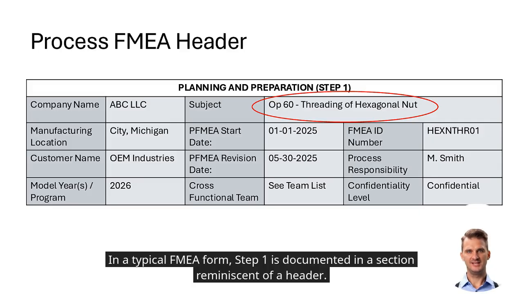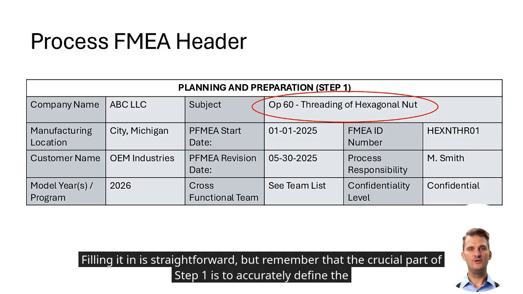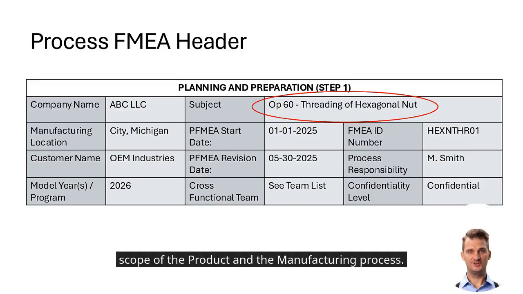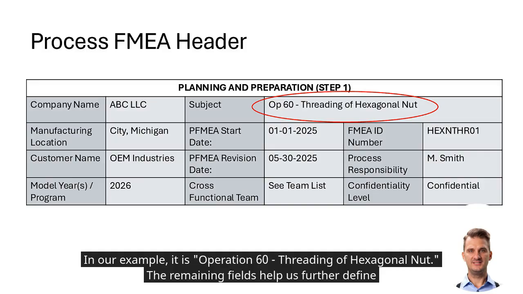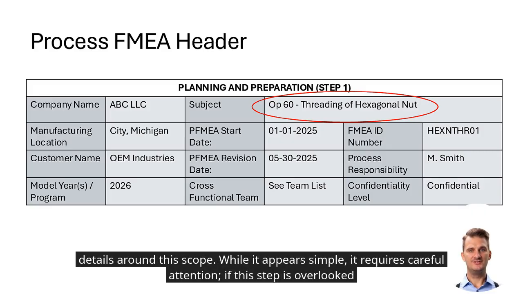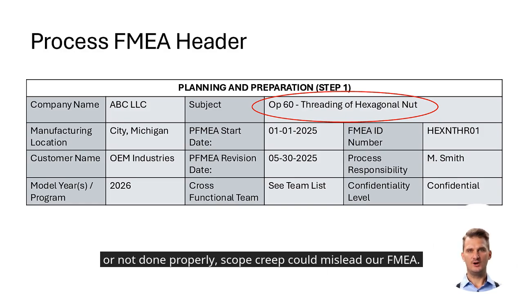In a typical FMEA form, Step 1 is documented in a section reminiscent of a header. Filling it in is straightforward, but remember that the crucial part of Step 1 is to accurately define the scope of the product and the manufacturing process. In our example, it is Operation 60, threading of hexagonal nut. The remaining fields help us further define details around this scope. While it appears simple, it requires careful attention. If this step is overlooked or not done properly, scope creep could mislead our FMEA.